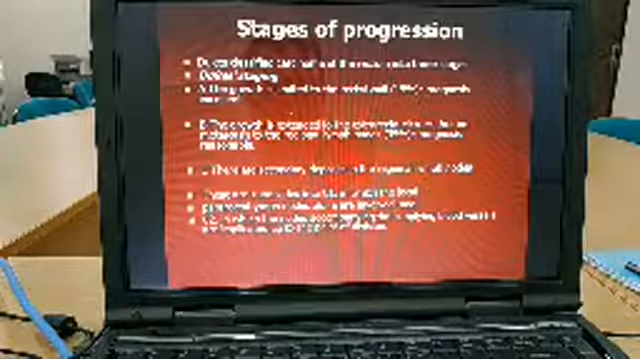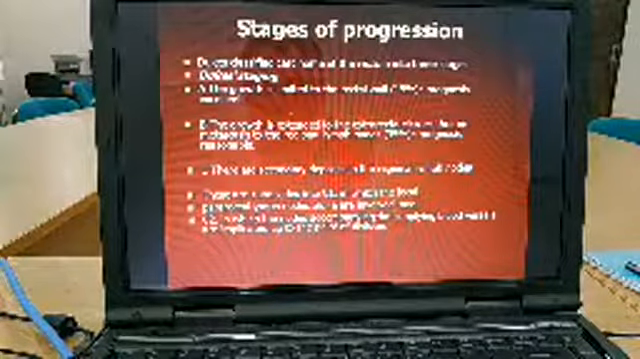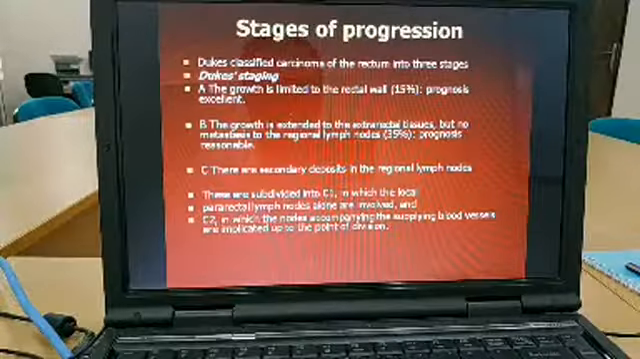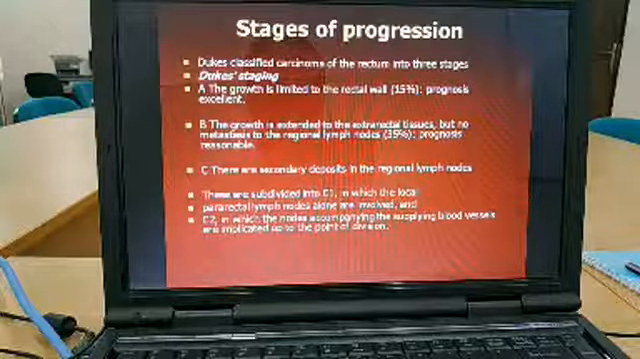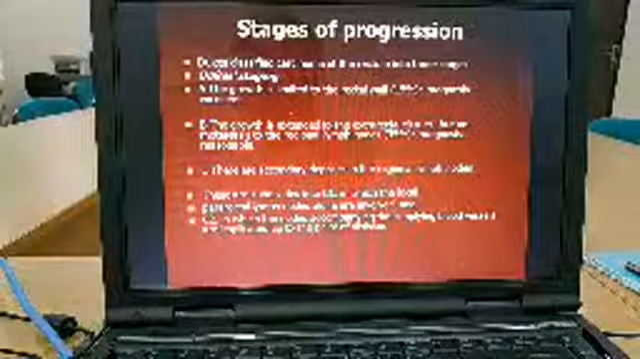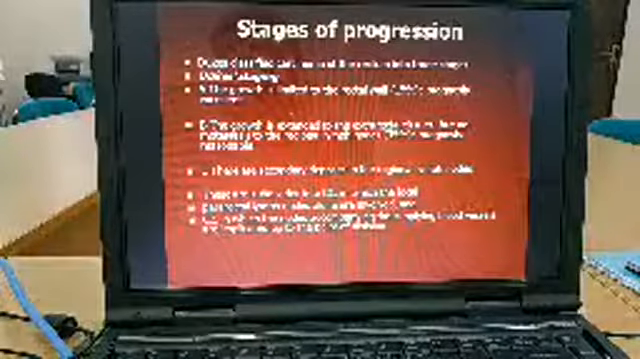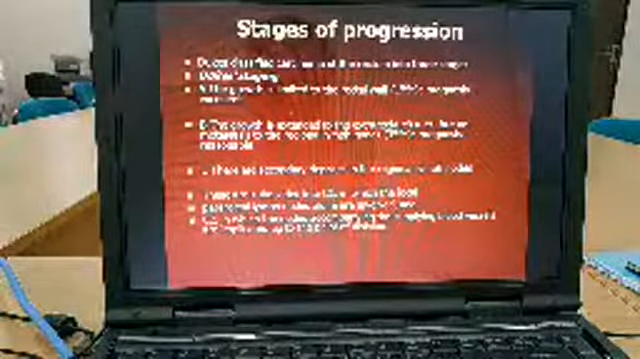First of all, you have to confirm your diagnosis. Second, you have to do staging if possible, and the treatment will depend upon the stage. Here, the commonly used system is the Dukes classification of carcinoma of the rectum. What it states in Dukes staging: stage A, stage B, and stage C.